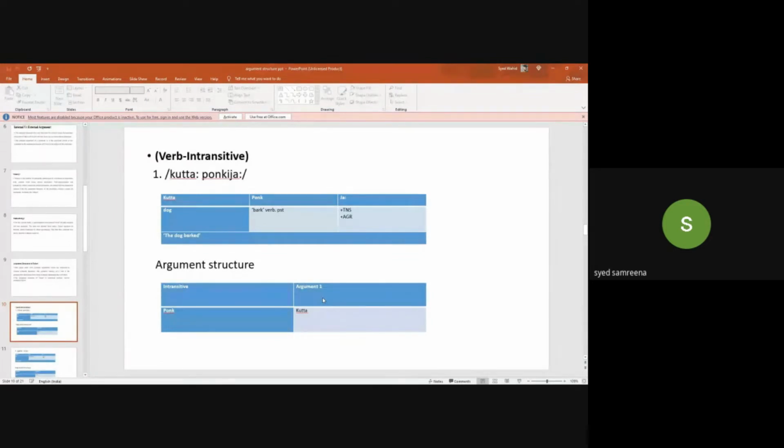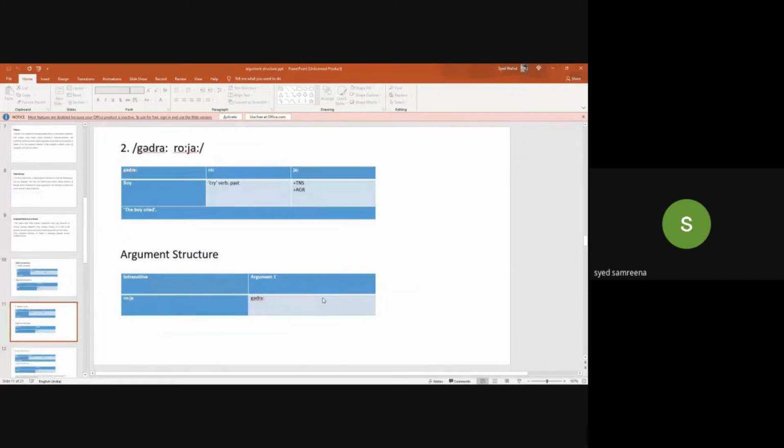For the intransitive verb, we have kutta ponkia, the dog barked, and its argument structure can be represented as: for the intransitive verb ponk, it takes only one argument, that is the subject argument kutta. Gadra roya, the boy cried, and the argument structure can be shown as: for the intransitive verb roya, the verb takes only one argument, that is the subject argument gadra.